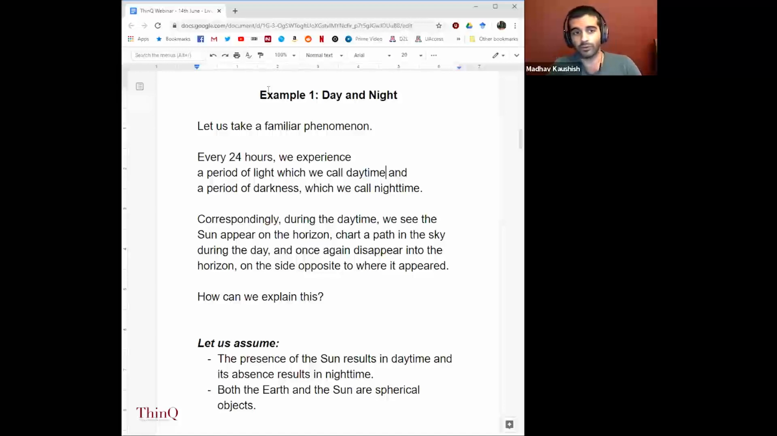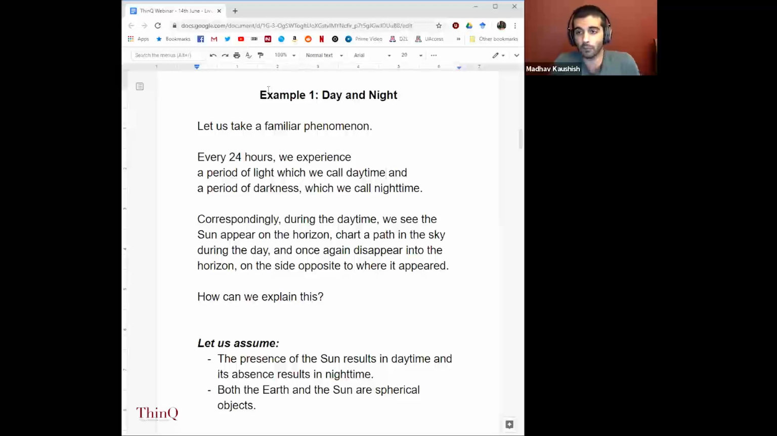The first thing we notice is that corresponding to daytime, we see the sun appearing on the horizon and charting a path across the sky. And as it becomes nighttime, the sun disappears again on the other side. So how do we explain this? Because we see this correspondence between the sun and light, we're assuming that the presence of the sun results in daytime and its absence results in nighttime.